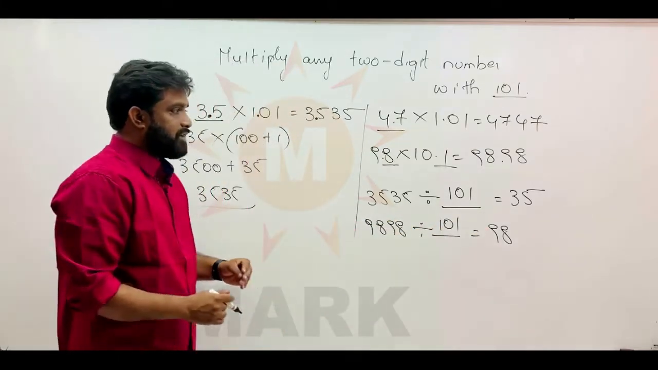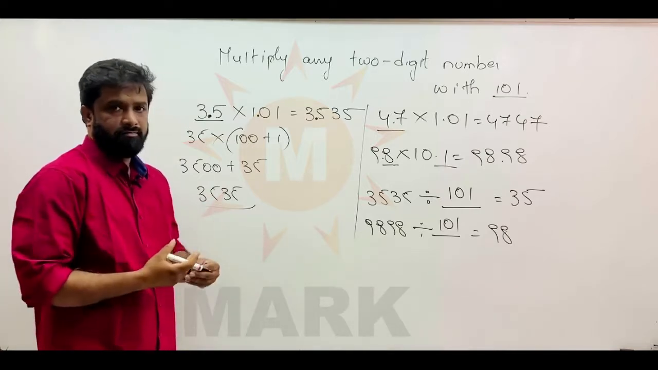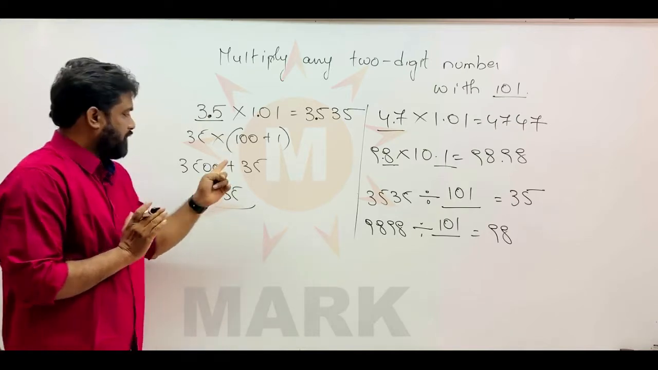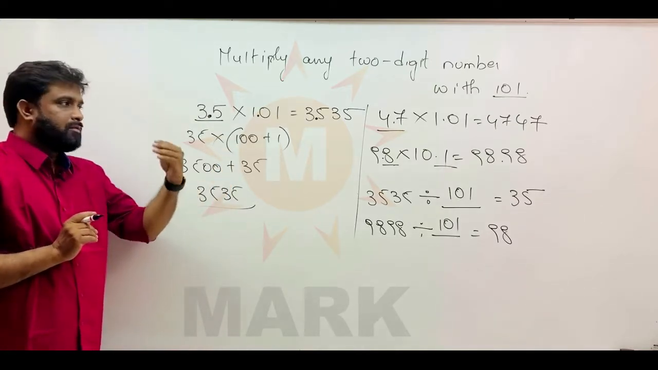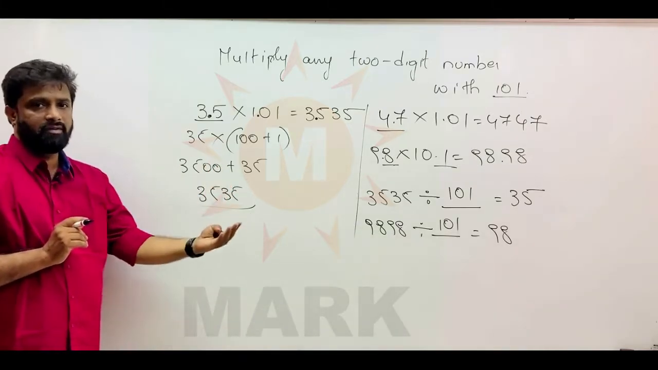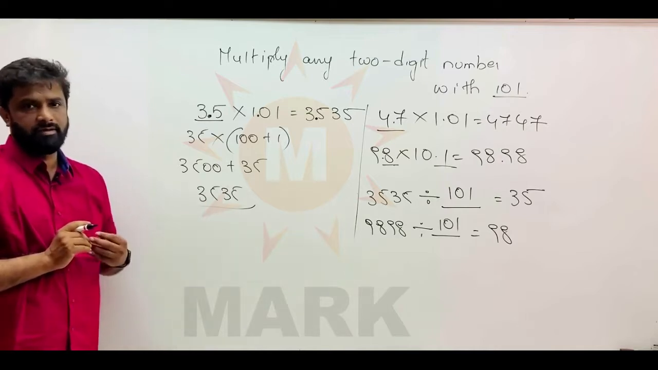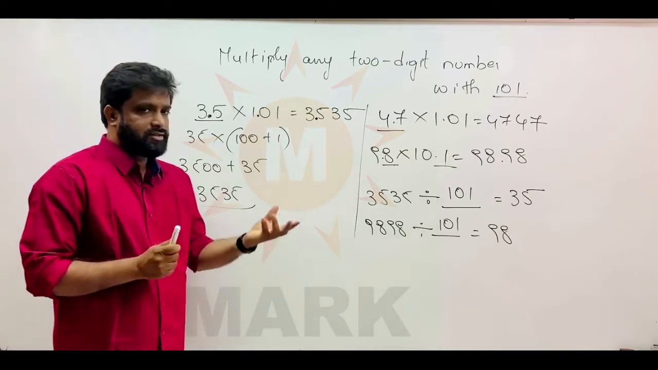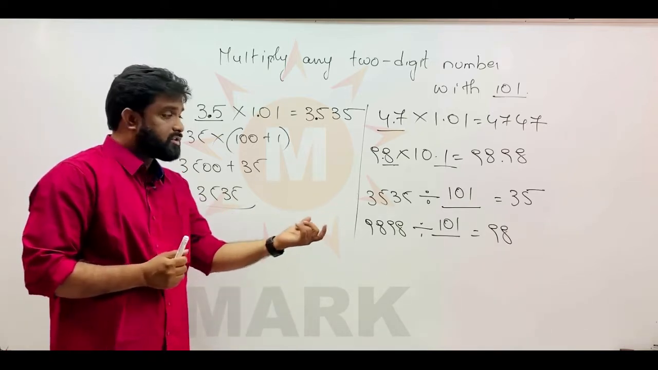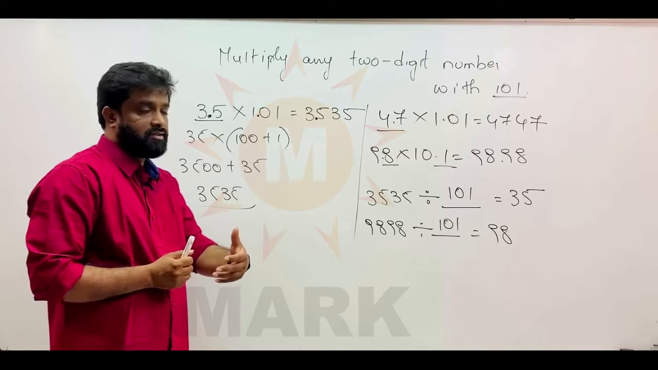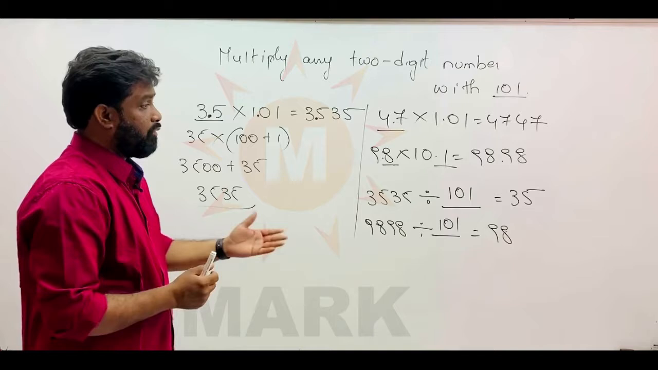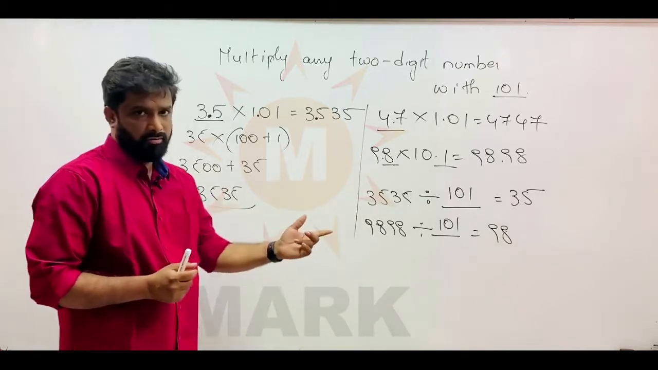Not only this, my dear friends, you can extend this topic. Not only 101. The basic point is that when any two-digit number is multiplied with 101, that number will repeat and come two times, becoming a four-digit number. Now I'll extend this topic and tell you one more concept based on this 101. What if zeros are inserted in the middle? What if we multiply with 1001? What happens in that case? That also we will see now. And what if the 01s are increased? That also we will see now.